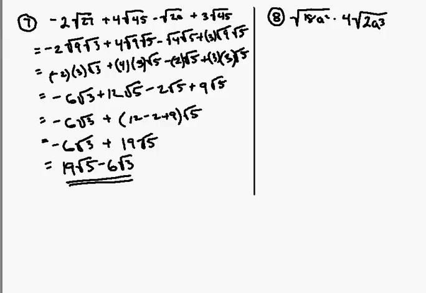Number 8. Here I have 18a squared, the square root of 18a squared, times 4 times the square root of 2a cubed. This is equal to the square root of 18 times the square root of a squared, times 4 times the square root of 2 times the square root of a cubed.